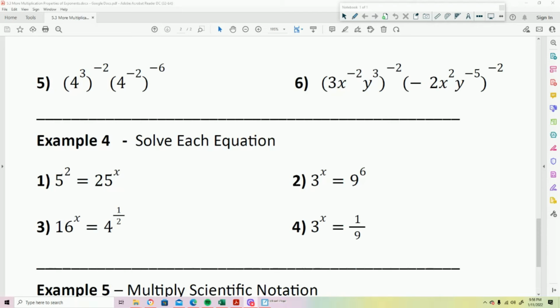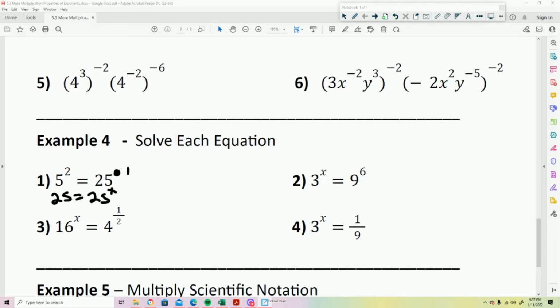5 squared is 25. So if I want these to be equal, this is 25 equals 25 to what power? Well, it has to be to the first power. So the x in this case has to be 1. 5 squared is equal to 25 to the first power.